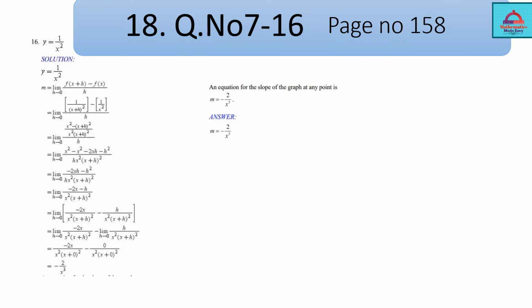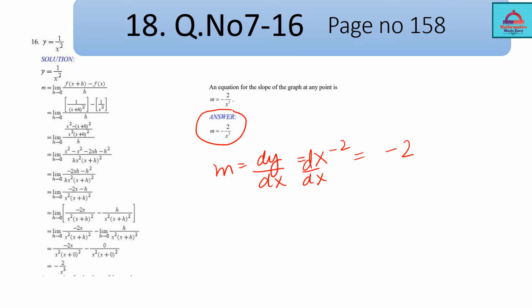Last question is question 16. Again, you can check your answer using the shortcut. So dy by dx will give you the slope. That means x to the power 1 by 2, you are taking the derivative of x to the power 1 by 2. So the power will come down and the power will reduce by 1. So what is the answer? x to the power this. And if you check, yes, that is correct.